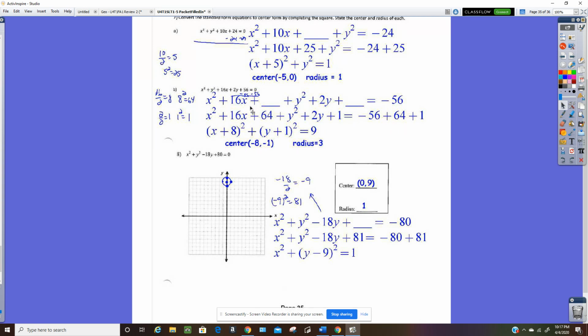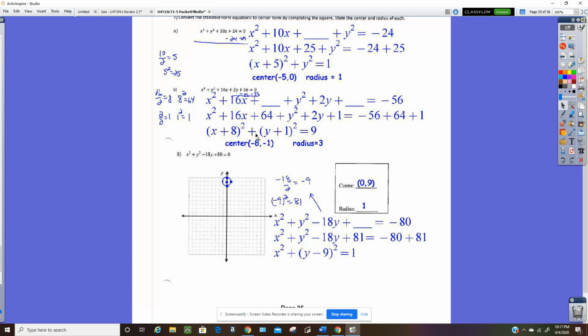So look at these three terms. Square root of x squared is x. Square root of 64 is 8. This is a plus, so I put a plus and then square. Square root of y squared is y. Square root of 1 is 1. This is a plus, so I put a plus. Equals 9. And then the center, opposite of 8 is -8. Opposite of 1 is -1. Square root of 9 is 3, so the radius is 3. Center at -8, -1, radius 3.